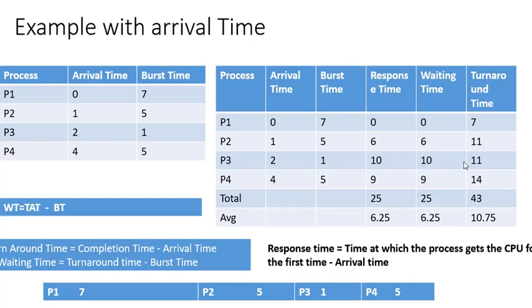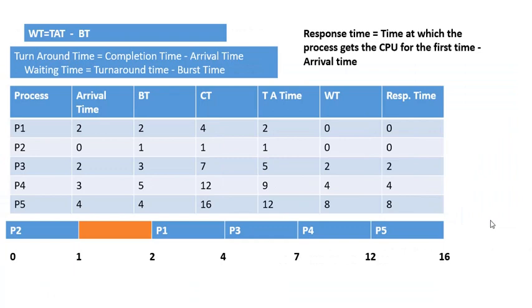So now turnaround time. The formula is waiting time plus burst time. So waiting time is 0 and burst time is 7, so it will be 7. Then 6 plus 5, that is 11, 10 plus 1, that is 11, 9 plus 5, that is 14. That way you can find out the total and the average. Okay, so that way you can find out the response time, waiting time and turnaround time.